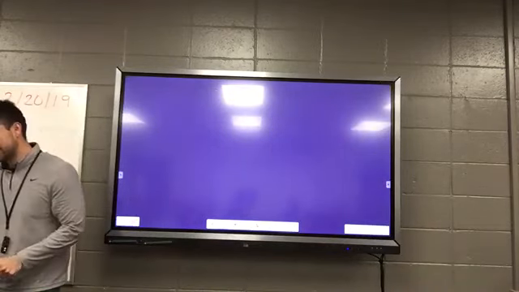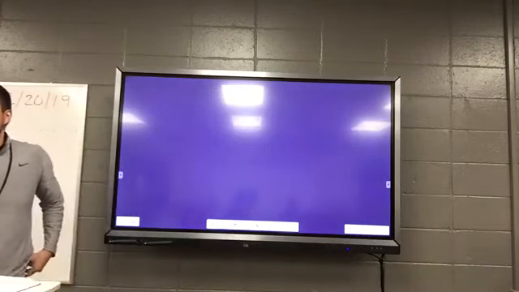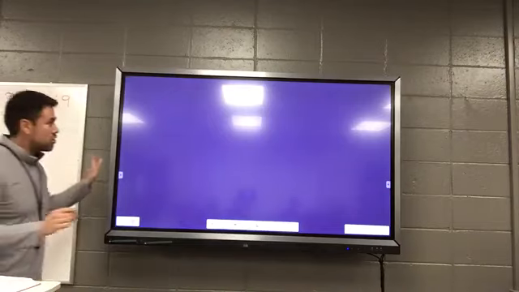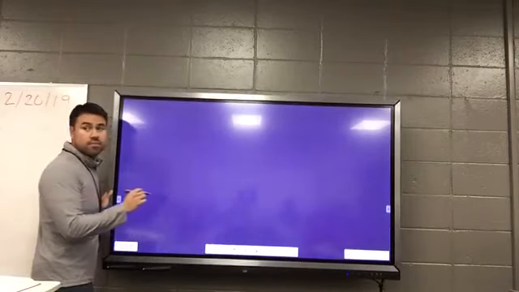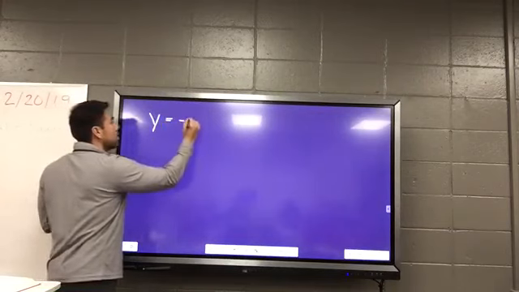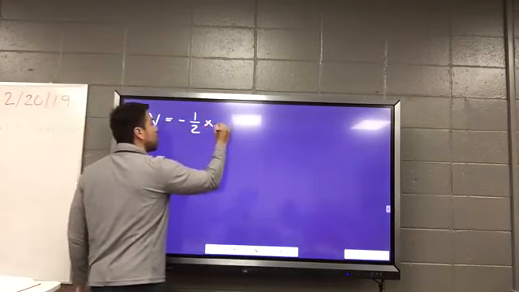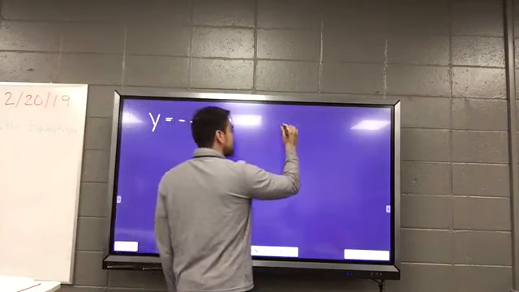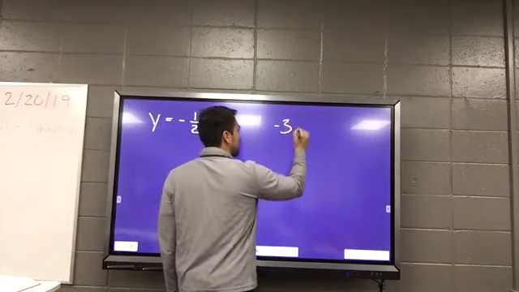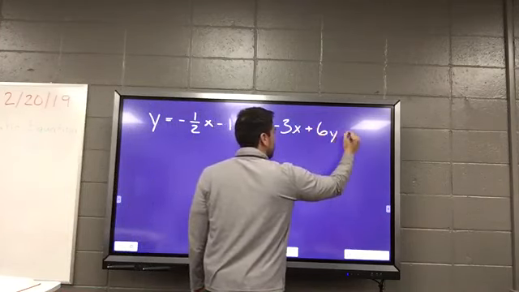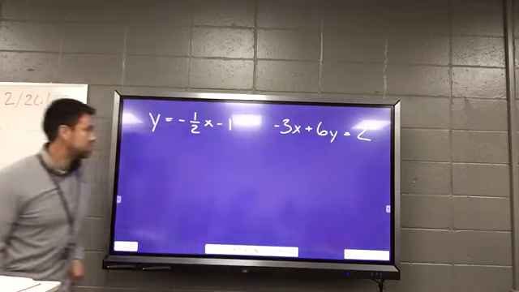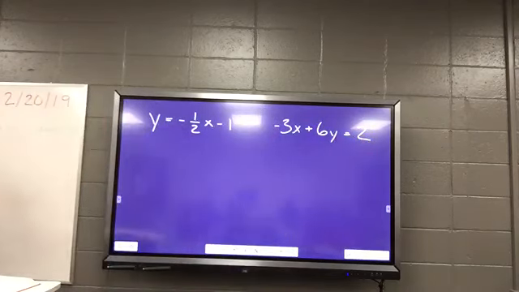Number 2 on the try these. Michelle, what are the two equations on number 2? Y equals negative 1/2 x minus 1. And the second one? Negative 3x plus 6y equals 2. All right. Get them both into slope-intercept form, because when you get them in slope-intercept form, the slope is really clear. You get the slope, and then you can compare the slope.